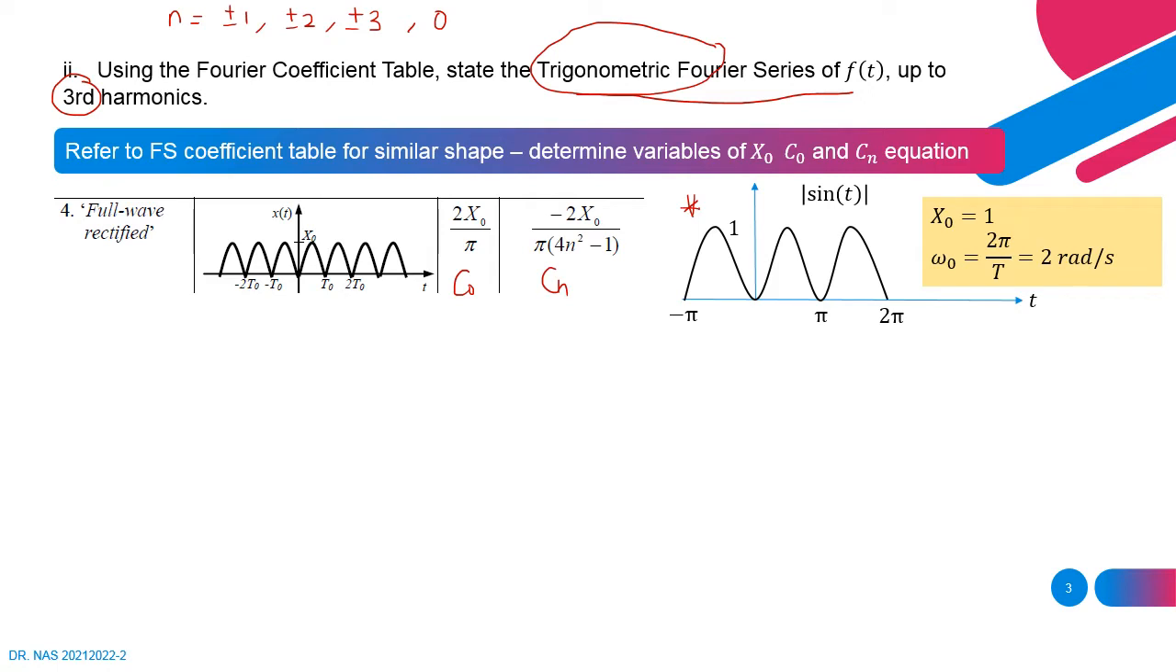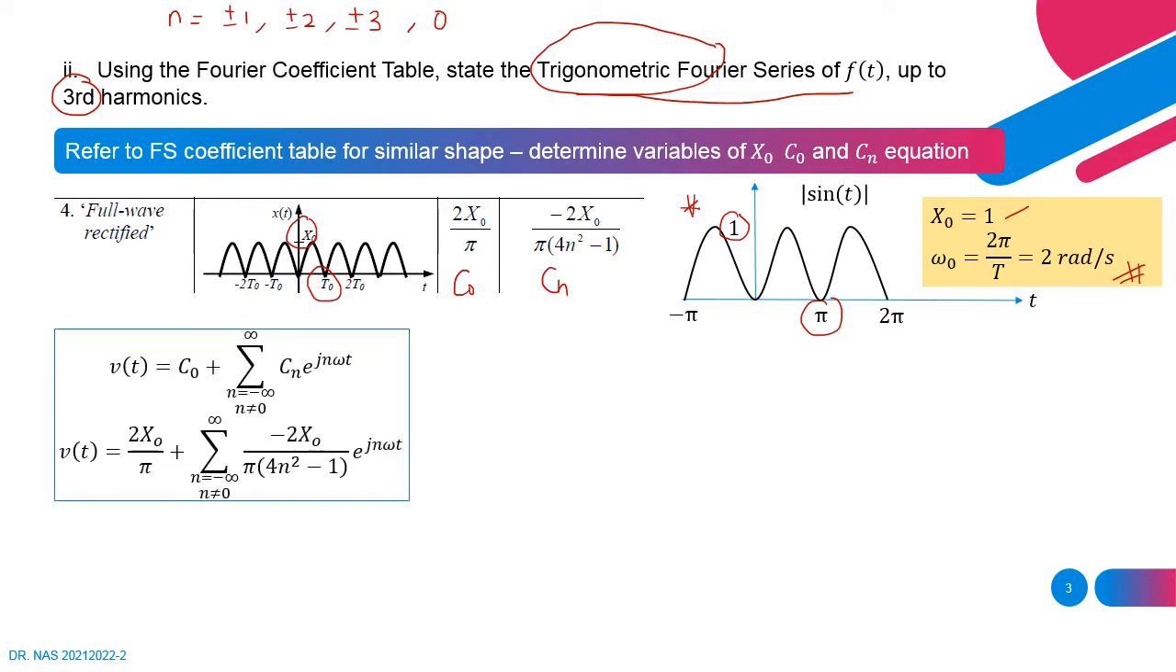By comparing the signal in the table and the one you have, you may notice that x0 is equal to 1, and your omega naught is equal to 2 pi over T, in which T naught in this case is equal to pi. So in this case, your omega naught is 2 radian per second.